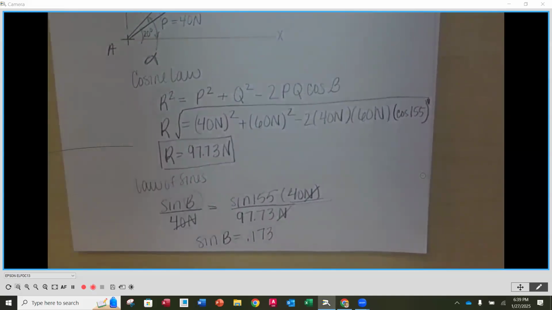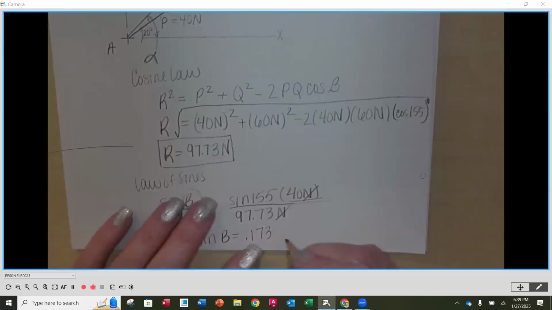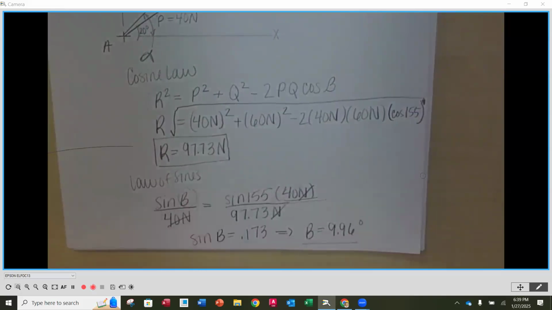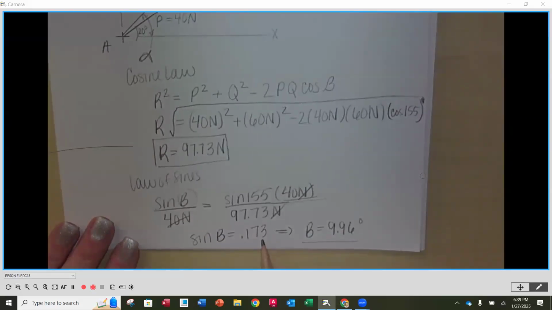So your decimal should be 0.173. And then you need to take your second function sine, or whatever the inverse sine is on your calculator. And you should get B equal to 9.96 degrees. You guys get that same number? Right? Okay. So again, sine B would be equal to the decimal 0.173, and then you need to take the inverse sine to get the actual angle, right?